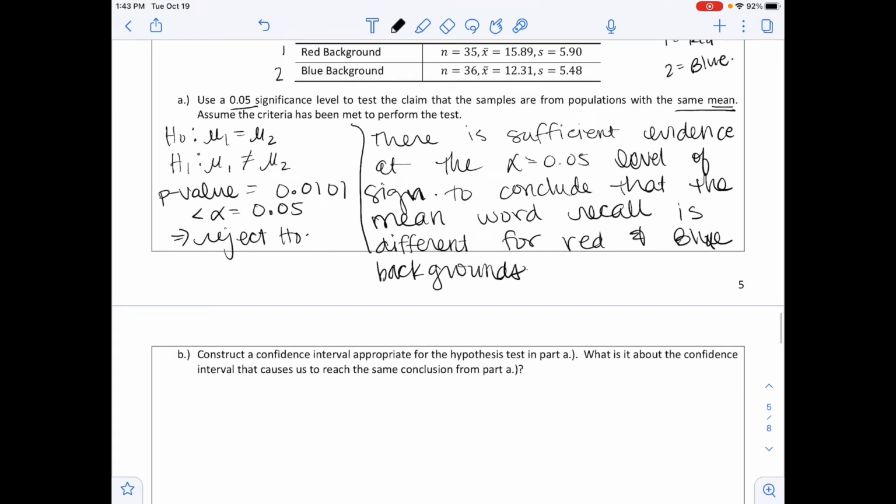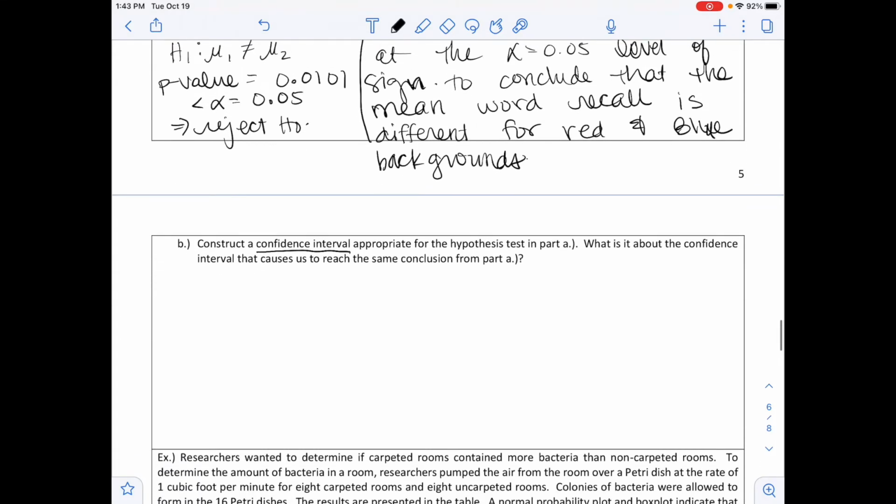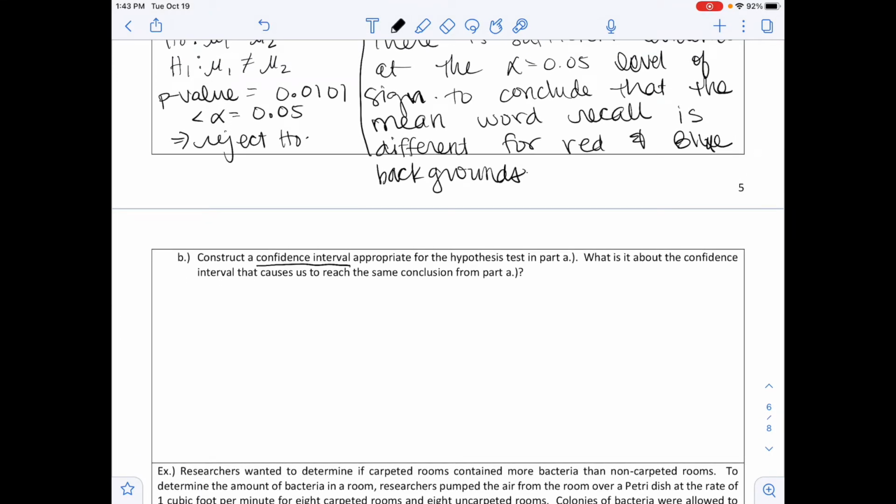So part B now says to construct a confidence interval appropriate for the hypothesis test in part A. And then what is it about the confidence interval that causes us to reach the same conclusion from part A? So in order to do my confidence interval, I'm going to go ahead and draw my bell-shaped curve so I can visualize this a little bit better.